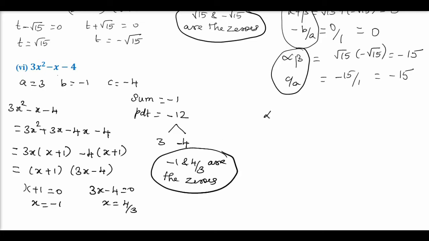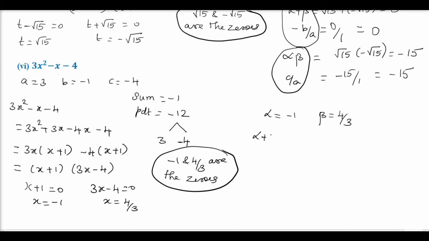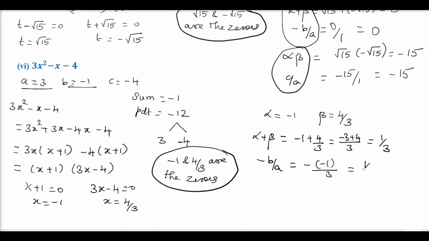Now let me take alpha equal minus 1 and beta equal 4 by 3. So alpha plus beta, sum of roots, equals minus 1 plus 4 by 3. The LCM here is 3, so I get minus 3 plus 4 in the numerator. That gives me 1 by 3. Now this should be equal to minus b by a. Let's check it out. Minus b by a is minus of b, here b is minus 1 and a is 3. So it's minus of minus 1 by 3. That's 1 by 3. That gives me alpha plus beta equal minus b by a.